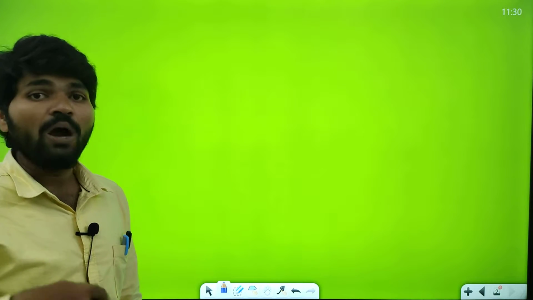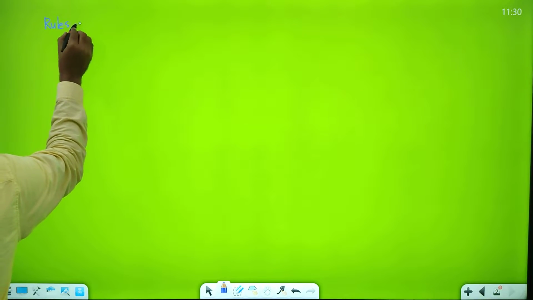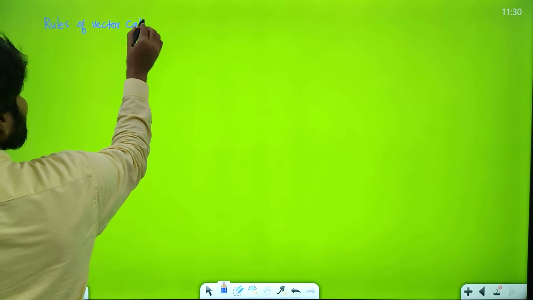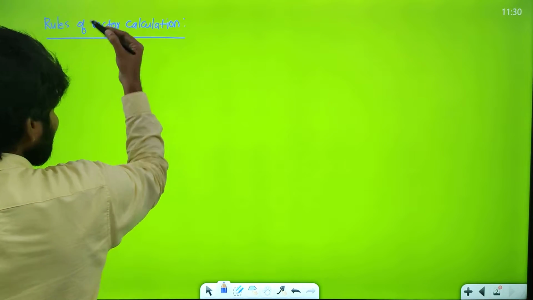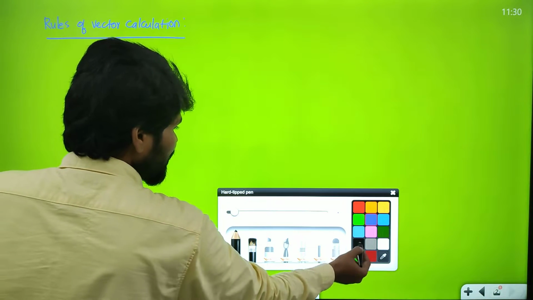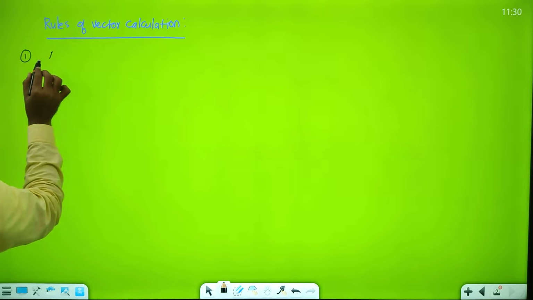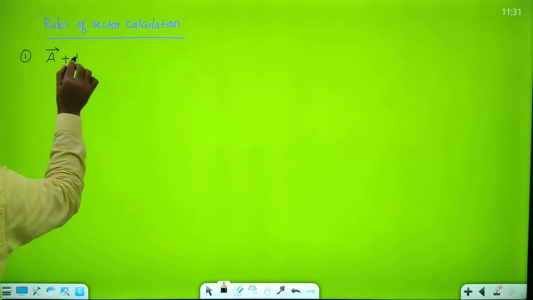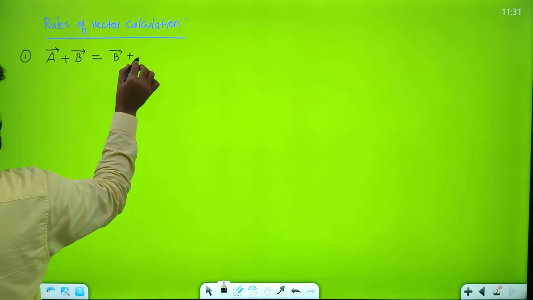Next, we already discussed addition and subtraction of vectors. Now, based on those, we have to learn some basic rules, called rules of vector calculus, or calculations, whatever we can call them, because we use these to calculate vectors. What is the first rule? First rule: vector A plus vector B equals vector B plus vector A.